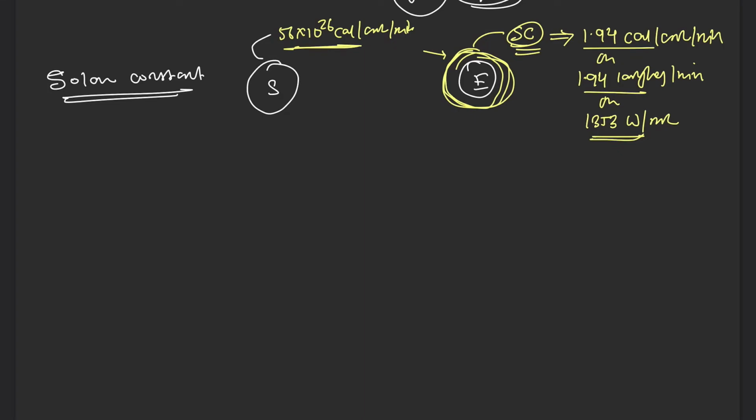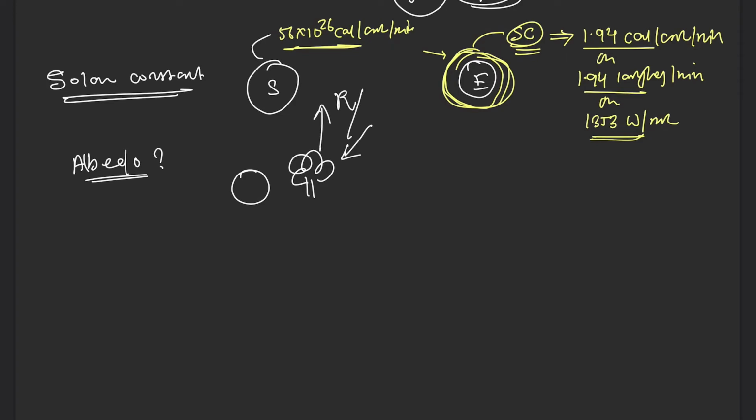Then what is albedo? This is the proportion of reflected radiation from any object out of the total incoming radiation. Suppose this is an object, or this is a plant. How much energy is coming and how much energy is reflected back? The reflected radiation divided by the incident radiation, into 100, this is called albedo.